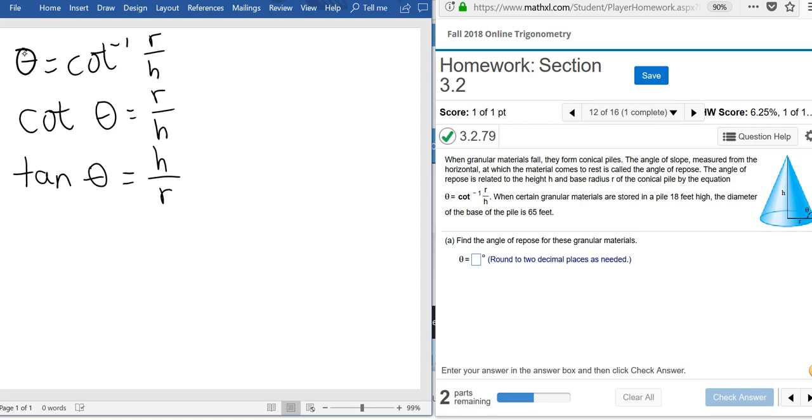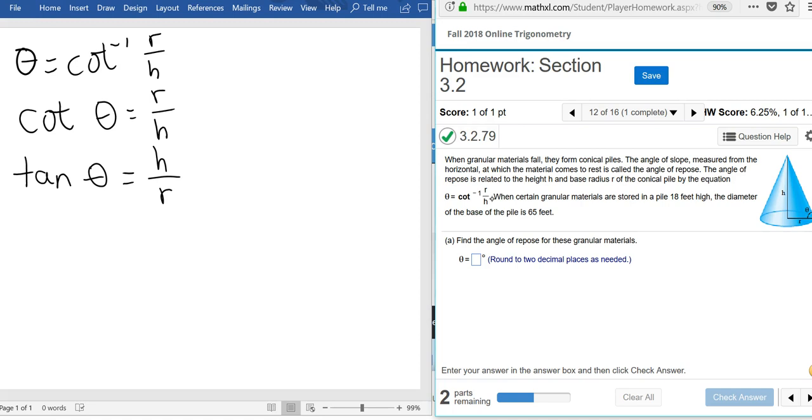Now, in your problem here, when you're looking at the relationship of r and h, it's always going to be positive. So that fits within the same domain and range of cotangent and tangent, so we don't have to worry about using the inverse cosine.